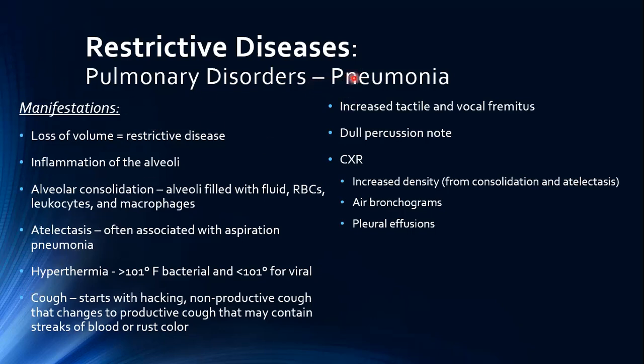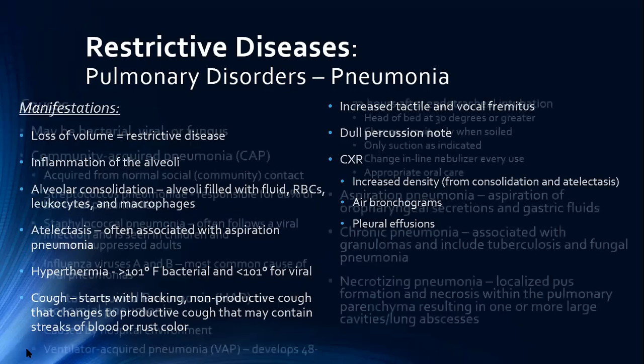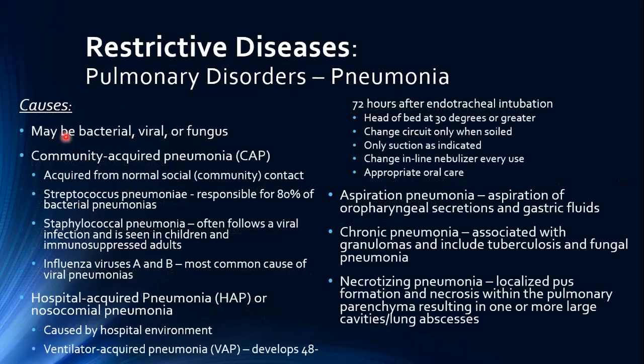Main thing is you've got two types of pneumonia, either bacterial or viral. If it's greater than 101, it's probably bacterial. If it's less than 101, it's probably viral. It may be viral or fungal, but you'll hardly ever see the fungal one.